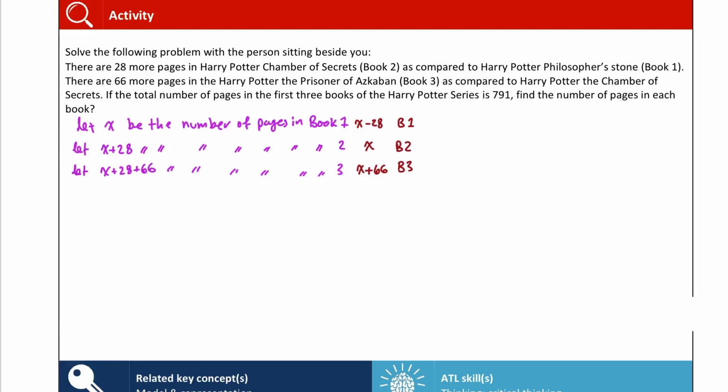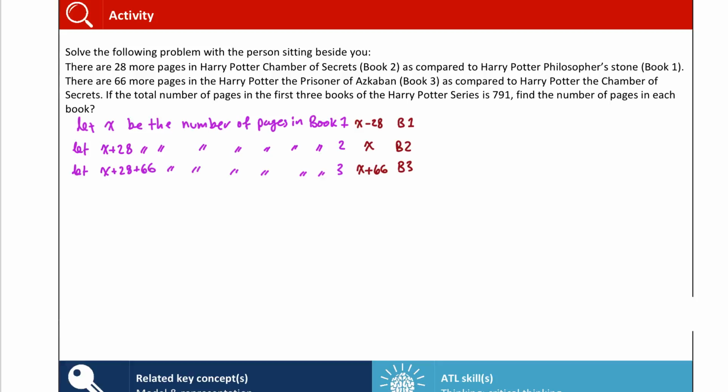because it still means the same thing, because we're saying book 2 has x number of pages. Book 2 has 28 more pages than book 1, meaning that book 1 will have 28 fewer pages than book 2. And the last one says there's 66 more pages in book 3 than book 2, so I can write it as this. So let's solve the question using both methods and make sure that we get the same answer.